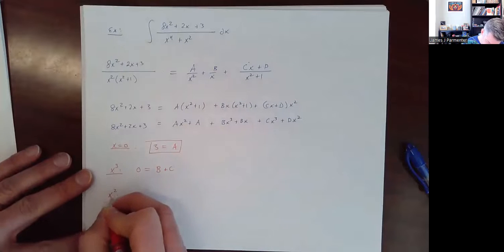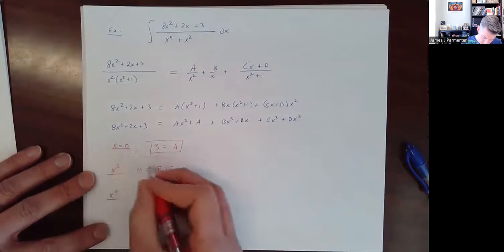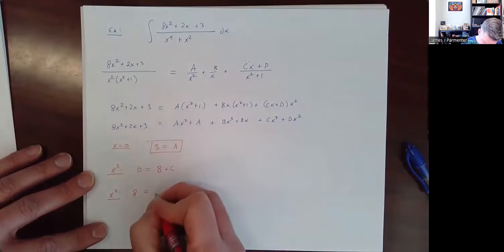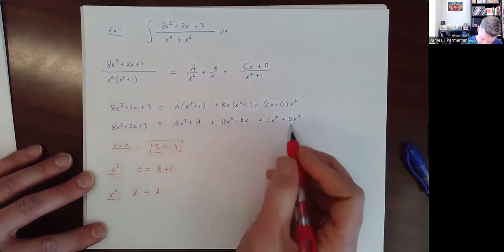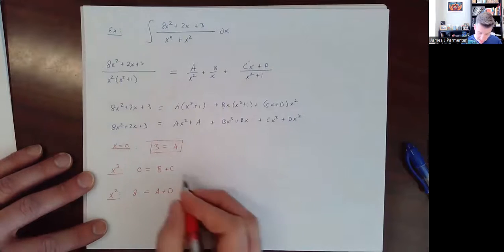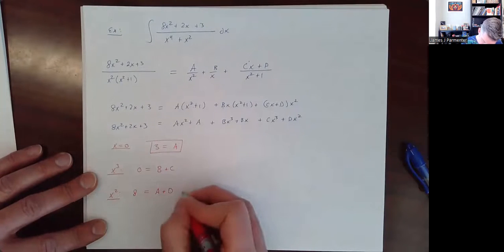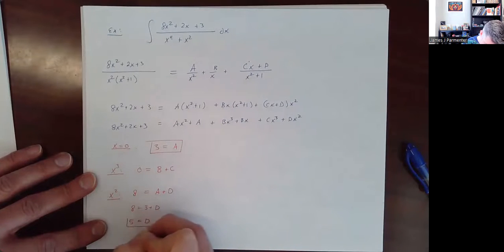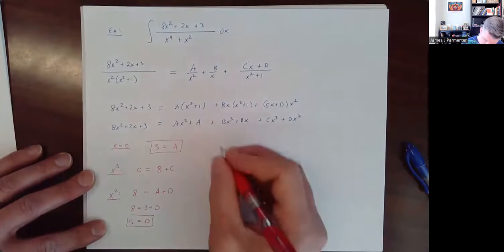I look at the next highest power, which is x squared. On the left-hand side, I have an 8x squared. On the right-hand side, I have an a plus d. But I know that a is 3. So I can say that 8 equals 3 plus d, so d equals 5. Great.